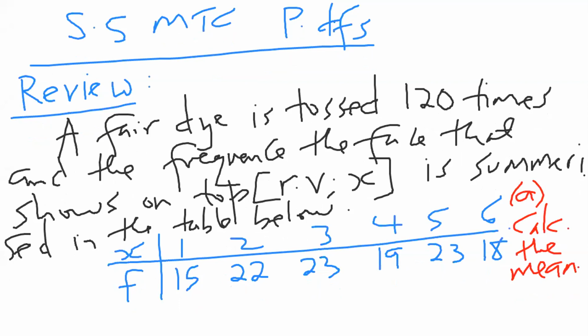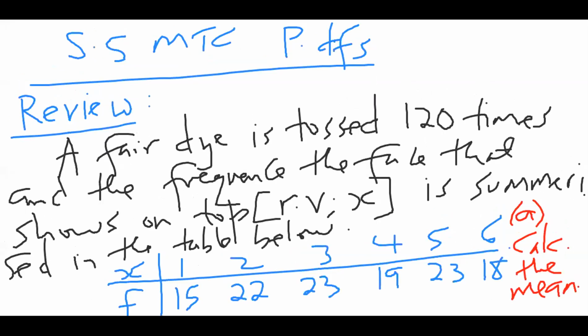The frequency of the face that shows on top, which we're calling a random variable x, is summarized in the table below. So that is the table. After calculating the mean, you're telling me that your answer is 3.5 something. Remind me of that answer again. 3.5583.